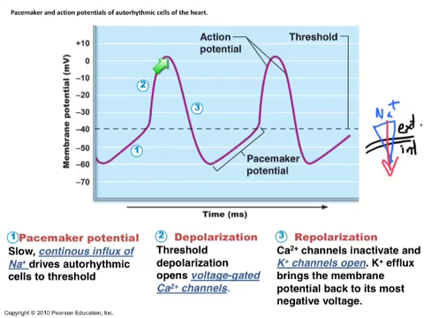Then the voltage-gated calcium channels inactivate and potassium channels open. Potassium diffuses out of the cell, bringing the membrane potential back down. But it doesn't stay there for long, because you still have that influx of sodium, and the pacemaker potential will eventually bring it back up to threshold, and the cell fires again. The key thing going on here is the pacemaker potential. That's what really makes these cells unique.